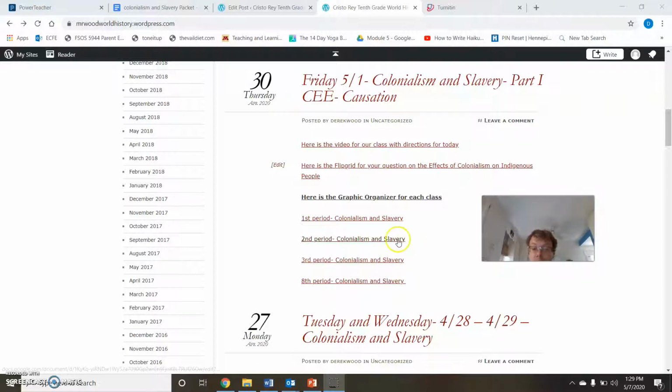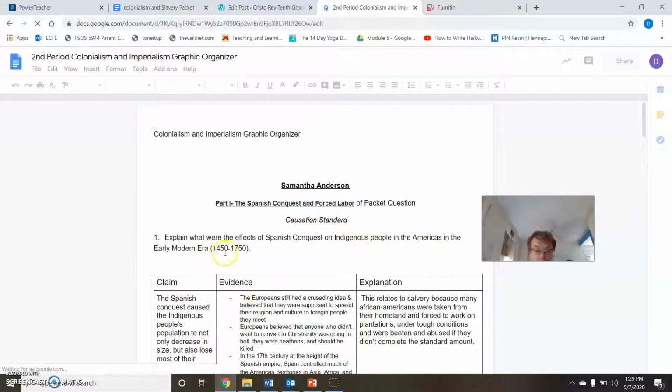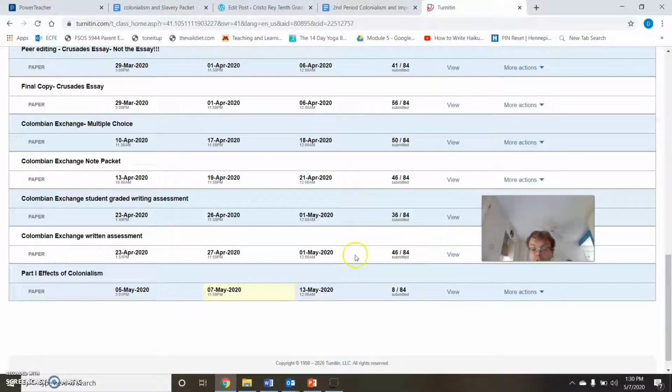Then you are to take your answer for this on a graphic organizer. We have right here, what were the effects of Spanish conquest on indigenous people in the Americas in the early modern era? You're to put your own claim, evidence, and explanation, just like we've done in class. If you're struggling, you can look and see what other students have put down to get some ideas. That was kind of like our compare and share like we do normally in class. And lastly, you type that up as a Google Doc and you turn that into Part 1, Effects of Colonialism.